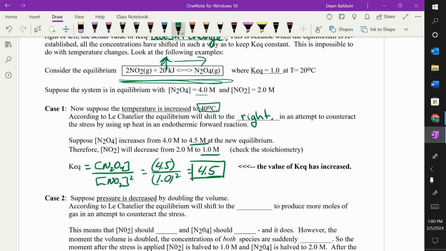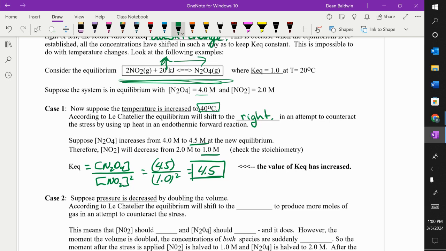The KEQ changed. All right, we went from 1 to 4.5. That's why we write the temperature every time, because then what you would say is for this reaction at 40 degrees, the KEQ is actually 4.5, not 1. Okay? Does that make sense?